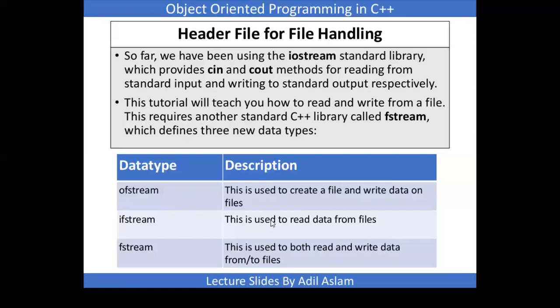This requires another standard library, fstream, which defines three new data types, meaning three new classes that we can use in file handling: ofstream, ifstream, and fstream. ofstream is used to create a file and write data; with this class, we create a file object in which we open or create the file to write data. With ifstream, we open already created files to read the data. And with fstream, we create file objects for both purposes, to read and write data.